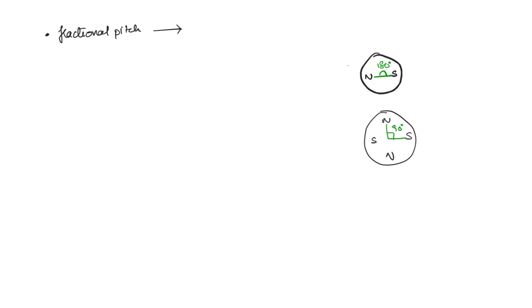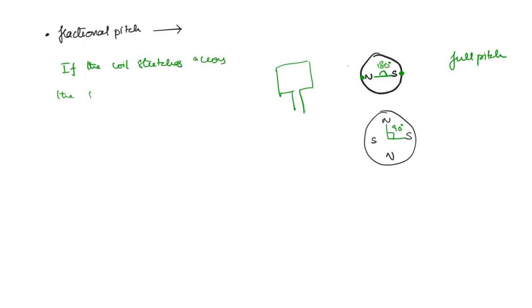Now each coil that we take, a coil like this, right? Now this coil span, if one side of the coil is here and the other side of the coil is here, then what do we call this? We call this the full pitch winding. You can write down the definition here. If the coil stretches across the same angle as the pole pitch, then it is a full pitch winding.